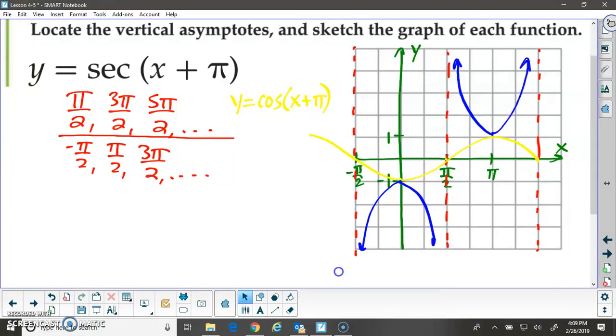Okay, so this is day 2 of graphing other trig functions on lesson 4-5.